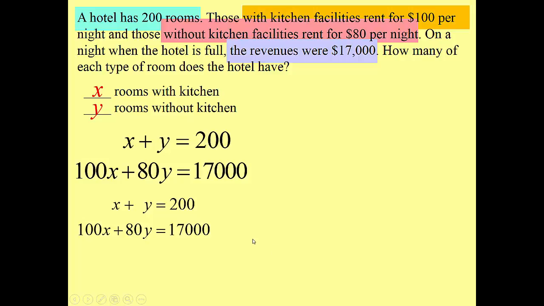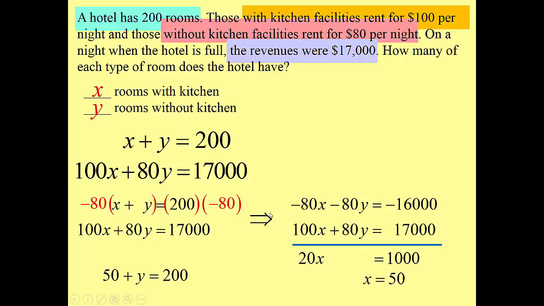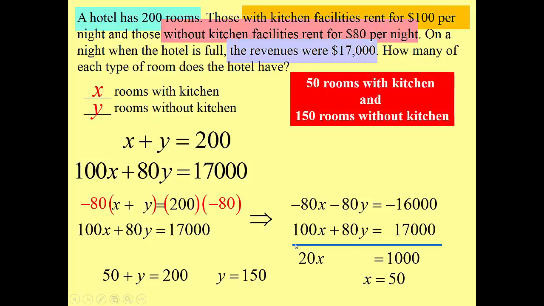Now we can solve those either by substitution or addition. If we use the addition method, we'd make the y's match, add them together, and divide by 20. Once we get one of the numbers, we substitute back in to find the other one. And so once we know x equals 50 and y equals 150, we look back at what we did in step 1 and write our answer.